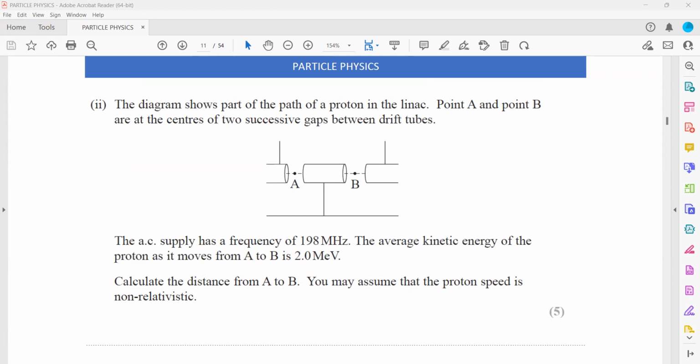What does it mean, non-relativistic? It means it is not moving with the speed of light or close to the speed of light.